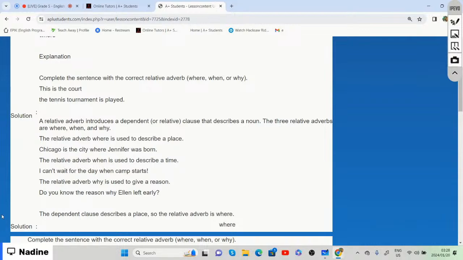And we say the dependent clause is a clause that basically needs an independent clause in order for it to join, right? A dependent clause cannot stand on its own. So a relative adverb introduces a dependent or relative clause to describe a noun, which means there's like a latch on, in which this dependent clause then describes the noun, right?